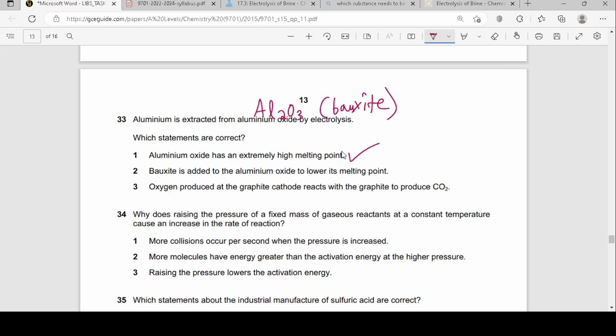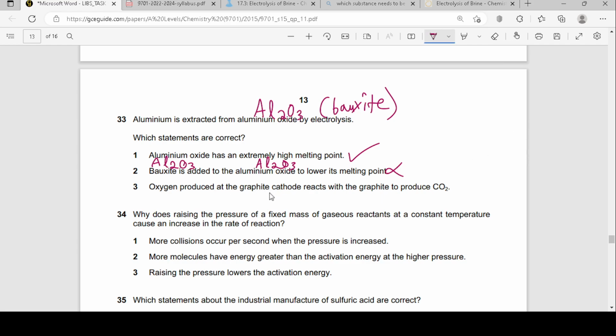That's why we're trying to lower it by adding cryolite, because actually its boiling point is reduced using cryolite rather than water. Bauxite is added to the aluminum oxide to lower its melting point. That's quite a weird statement, because the main constituent of bauxite is Al2O3, and then you're adding Al2O3 to Al2O3 to lower its melting point. That's quite a weird statement. So no, that's really wrong, basically.